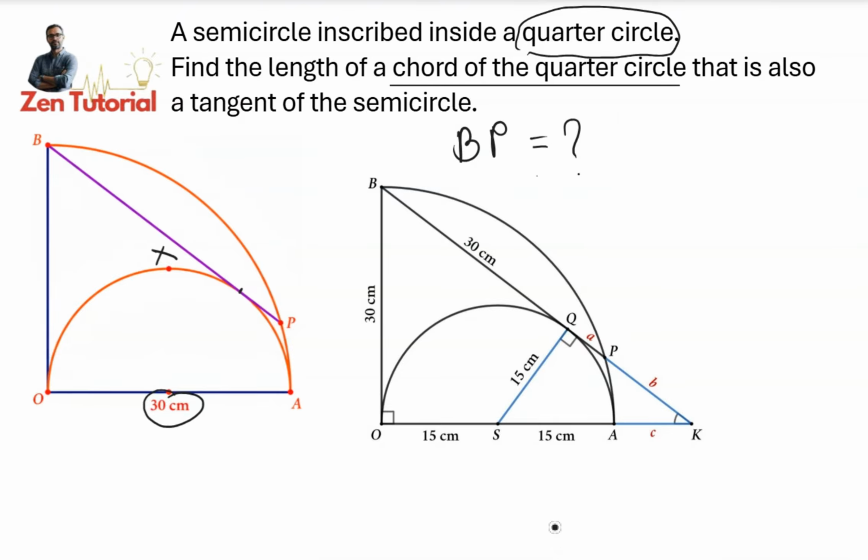where the center of the semicircle is S and the tangent point is Q, as OA is equal to 30, and of course this point is S, so OS is 15 centimeter and AS is 15 centimeter, because S is the midpoint of OA.